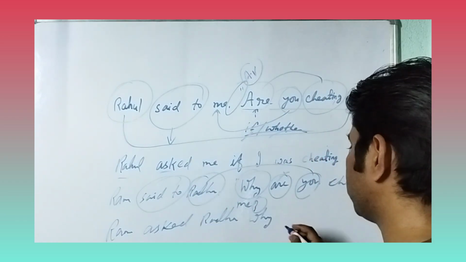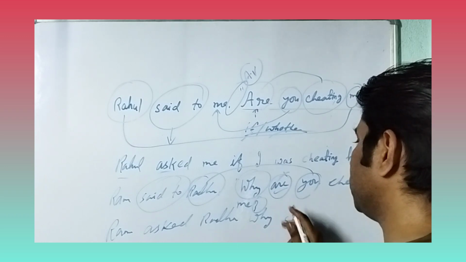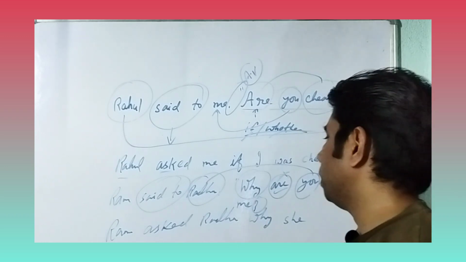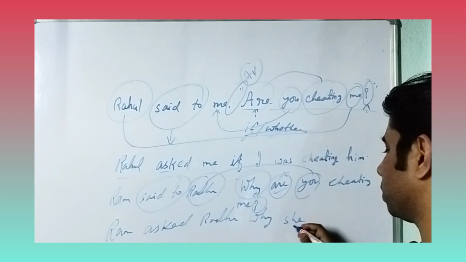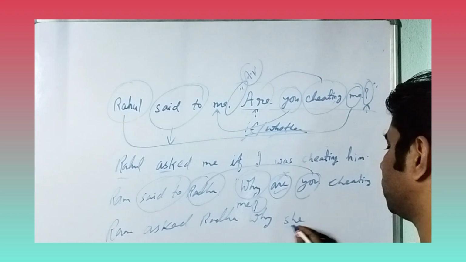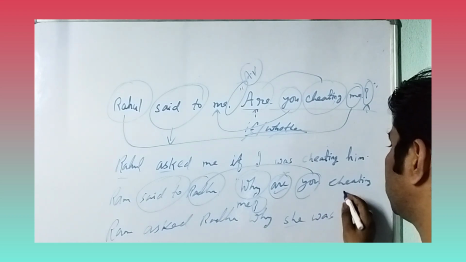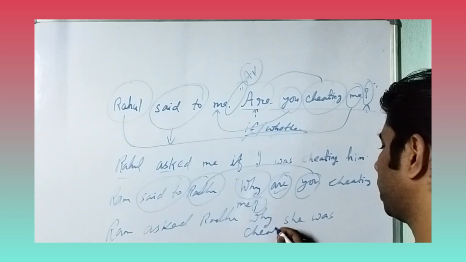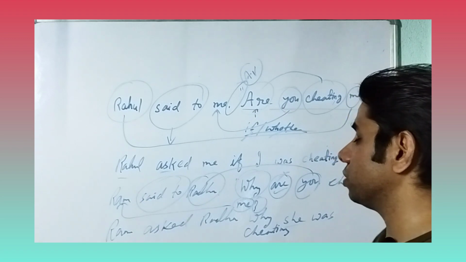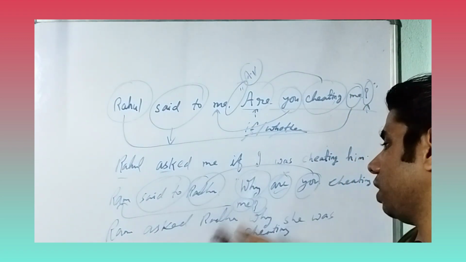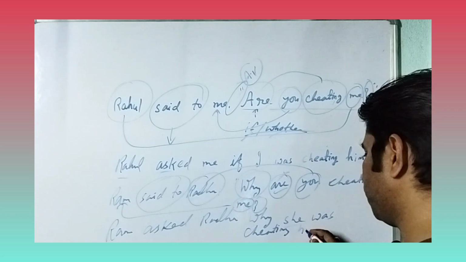Here it is given Radha, and Radha is female, so you have to use she. After that you have to change this word into indirect, that means past form. Here it is given is, so you have to use was according to the subject, and she is third person, so use was: she was cheating. And me is first person, so it is changed according to the subject Ram. Ram is male, so we should use him.